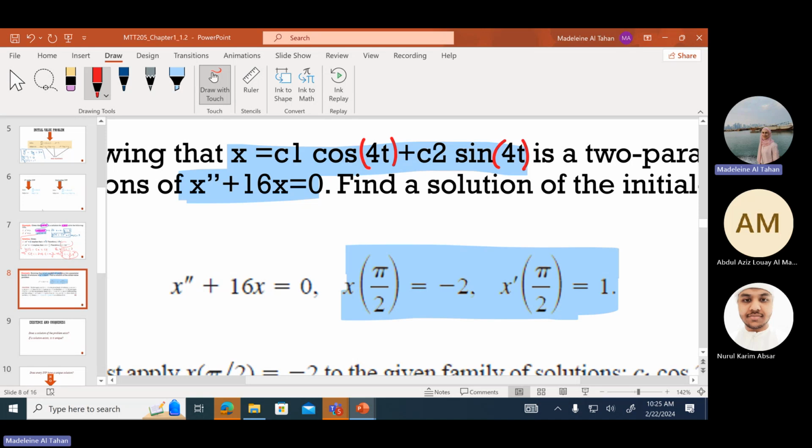Here we have 2 parameters. How many equations should we get? 2 equations with 2 unknowns. How do we solve 2 equations with 2 unknowns?